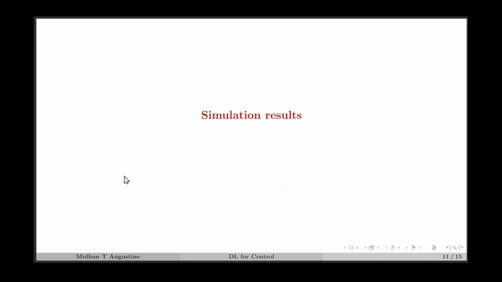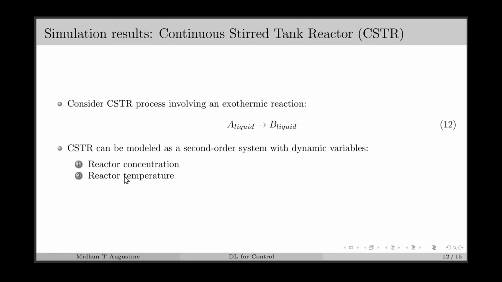Now we can move on to a numerical example for illustrating the RNN and its application in MPC. So here we consider a second-order CSTR system involving an exothermic reaction in which a liquid denoted by A is converted into a liquid denoted by B. Here the CSTR can be modeled as a second-order system with dynamic variables as the reactor concentration and the reactor temperature.